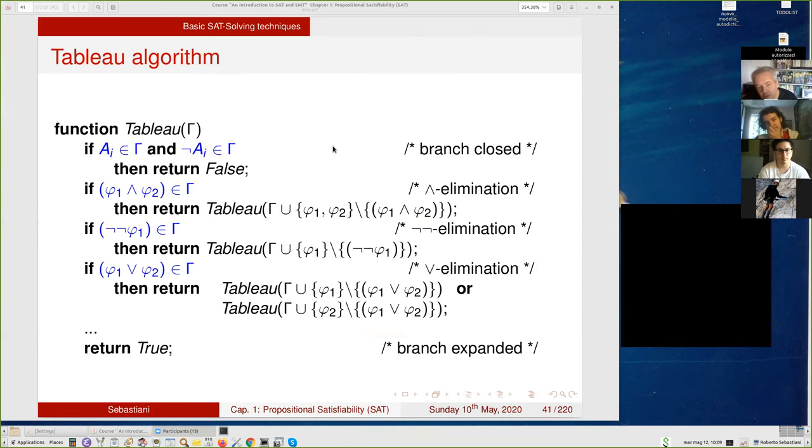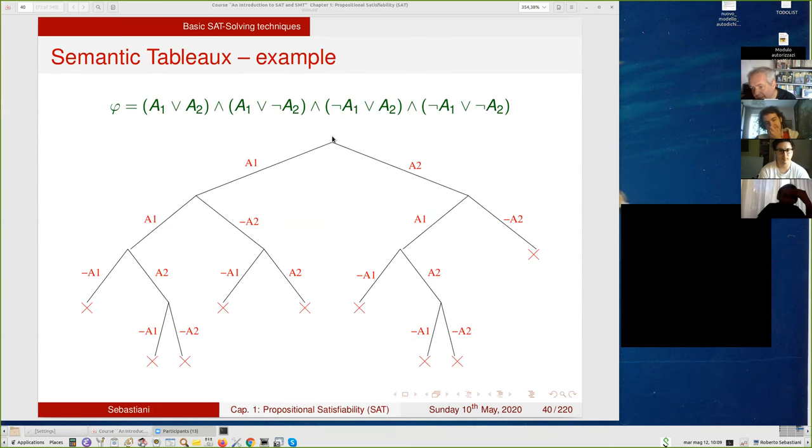Another good news is that it requires polynomial space. Why? Well, because all you need for every branch is to keep track of your current branch, right? So you memoize your current branch on the stack. Okay, so the stack is of course linear in the size of the formula, so you don't need to keep track of an exponential amount of information.